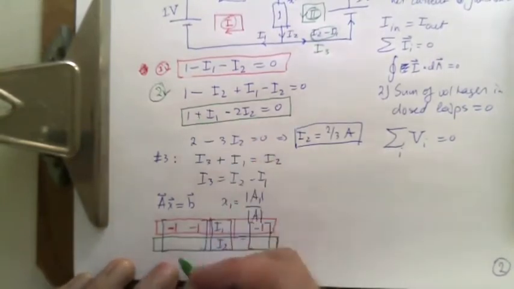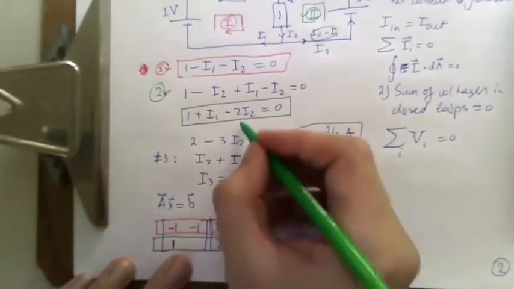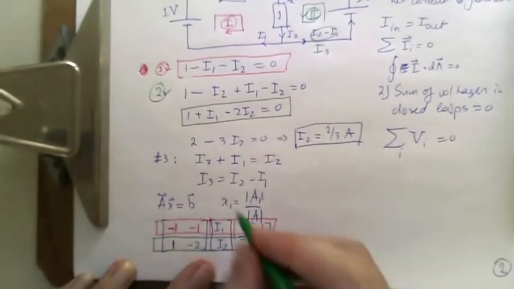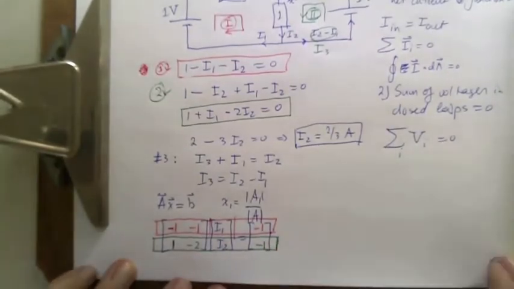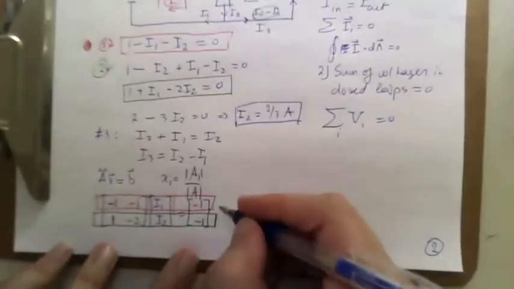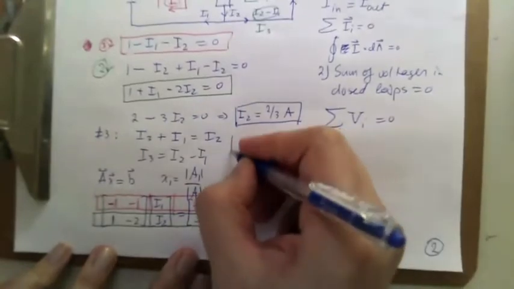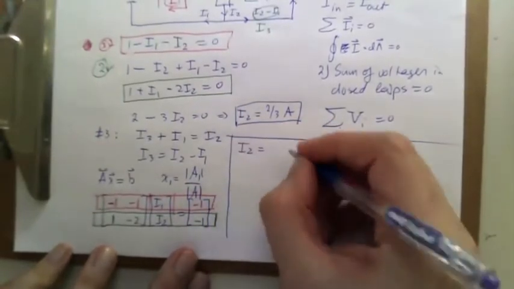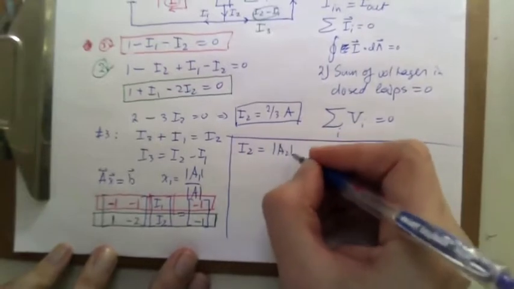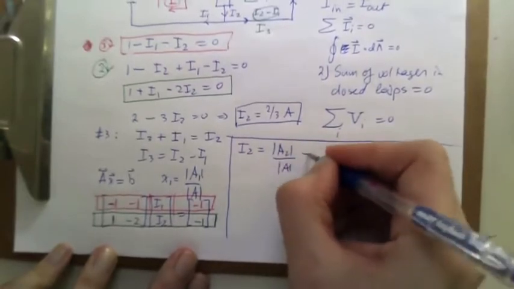So there's an I1 that is a 1. There's an I2, there's a minus 2, and then the 1 again goes to the other side, minus I1. And now we want to know I2, so I'm going to put that here, because I'd like to have the whole thing. It's going to be the determinant of A2 over the determinant of A.